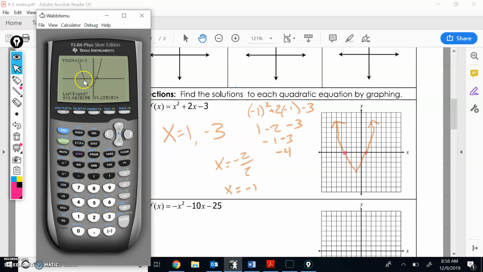Now let's go over and find this other 0. I'm going to go all the way around the parabola and start above, press enter, then go below the x-axis, press enter, then I'm going to guess where it is, pressing enter again. Perfect, -3.